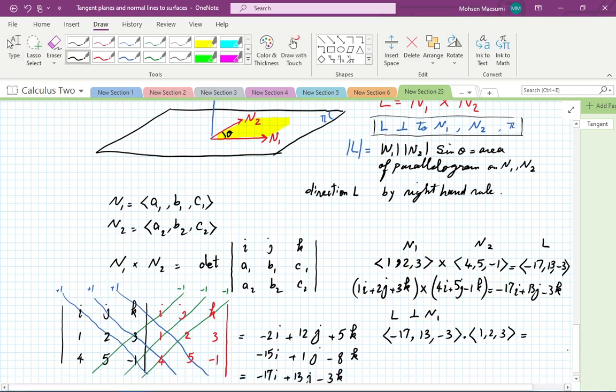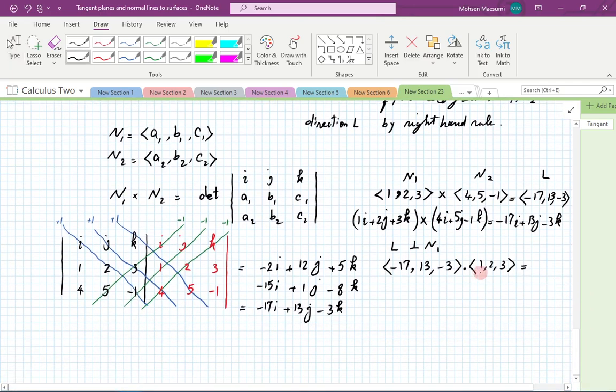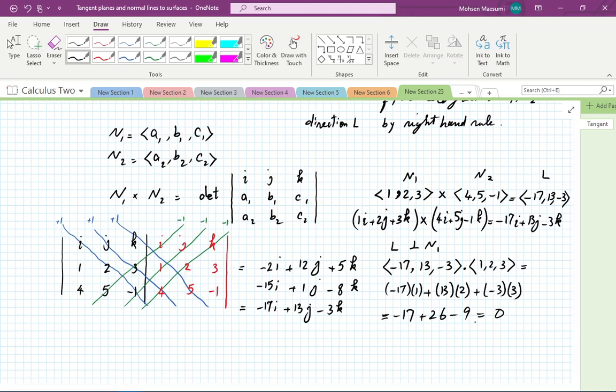Let's see if I've made a mistake or not. Is it 0? Well, how do you do that? First times first, minus 17 times 1, second times second, third times third. That's minus 17 plus 26 minus 9, and what is that? It better be 0. Well, lucky for me, it is actually 0. So L is perpendicular to N1.